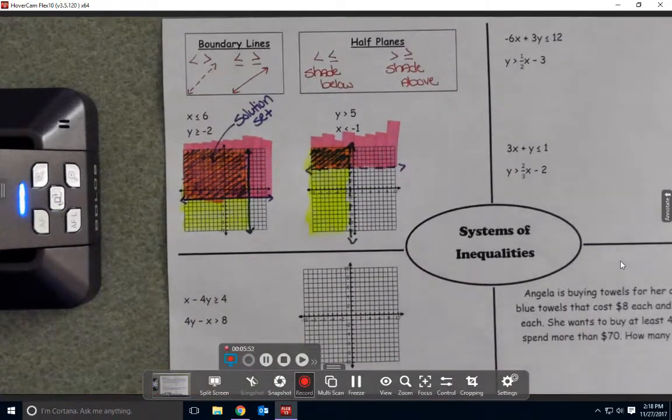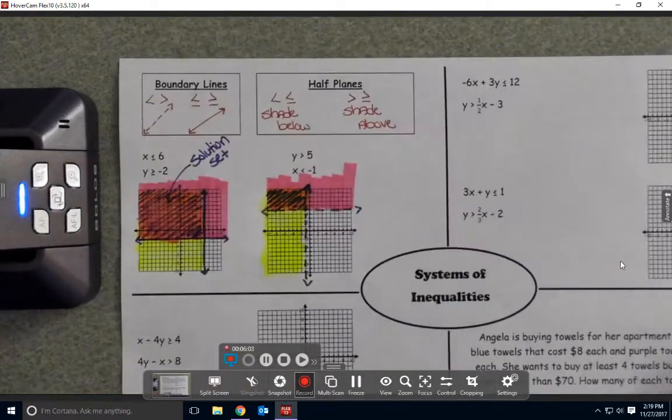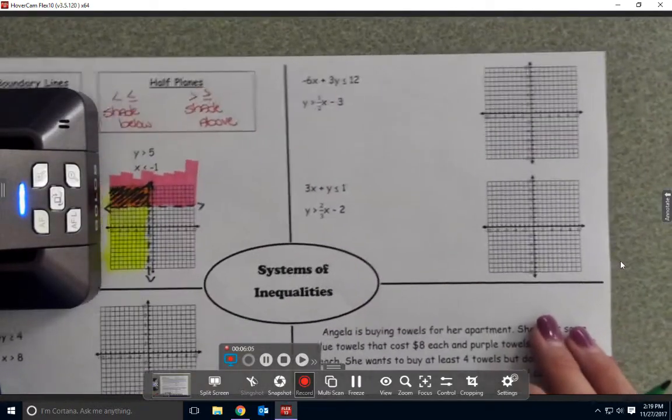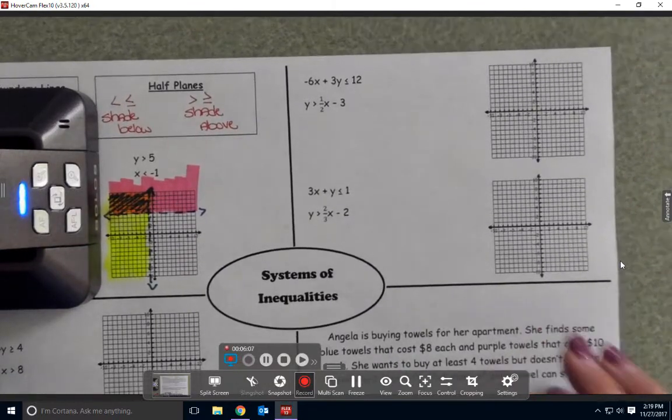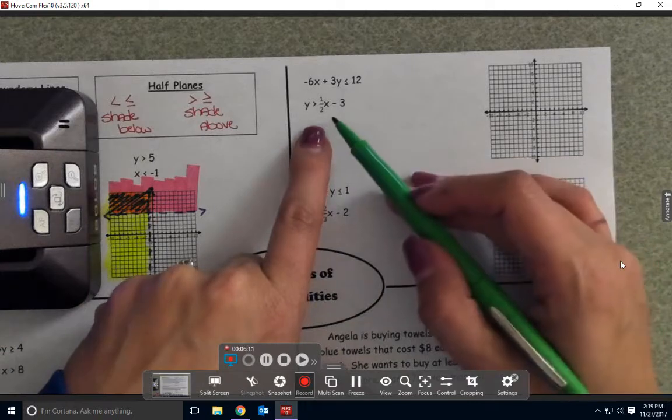So a little bit different from what we were doing with regular systems of equations where we would actually get one ordered pair that was a solution set. For systems of inequalities, you get an entire section. Okay. So let's look at these two. I have to move it over a little bit. So looking at this, we'll have to do a little bit more work.